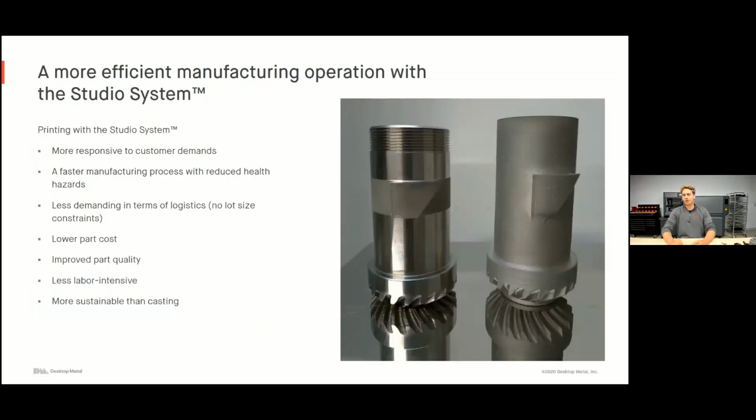So really the result here was a more efficient manufacturing operation. Printing with the Studio System, you can be much more responsive to customer demands. Now they don't have to deal with minimum lot sizing logistics anymore. They're actually producing parts much faster since they're taking manufacturing into their own hands. They can print when and where they want. They're able to lower the part cost, improve the part quality, have a much less labor intensive process, and they find it much more sustainable than their casting operations were.